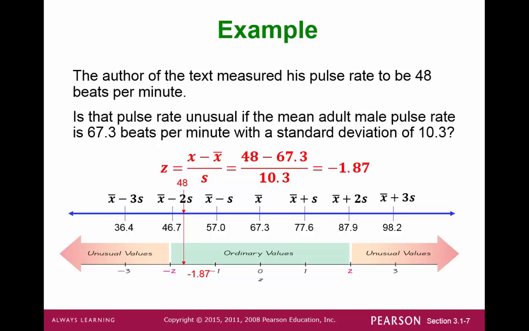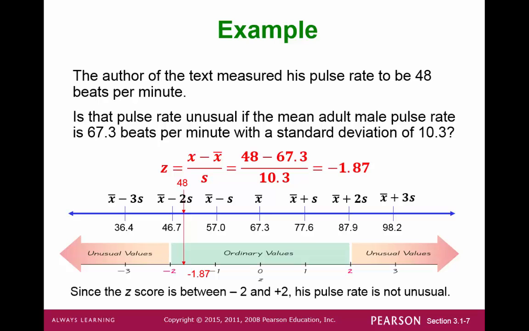So now with our z-score of negative 1.87, we can easily see that this number is between negative 2 and positive 2. This makes the pulse rate, 48 BPM, an ordinary value. So Mr. Triola's pulse rate is not unusual.